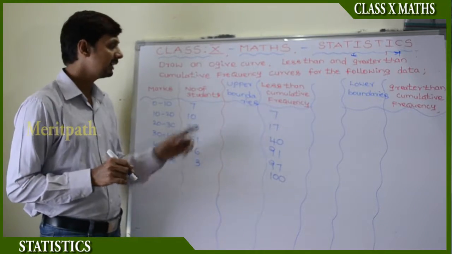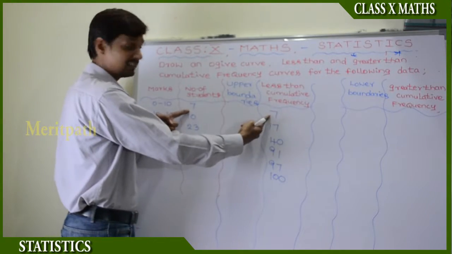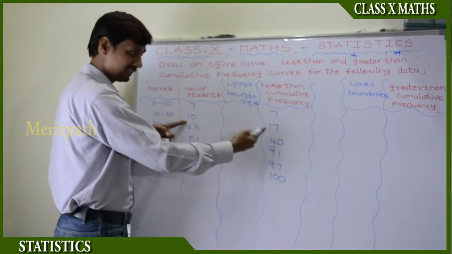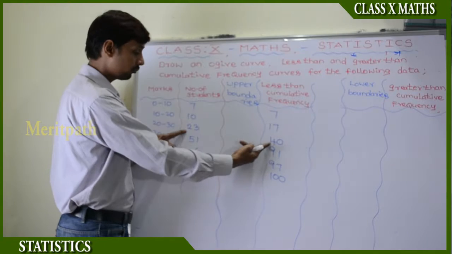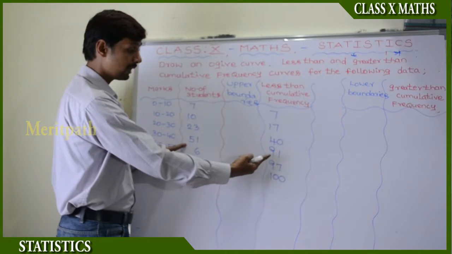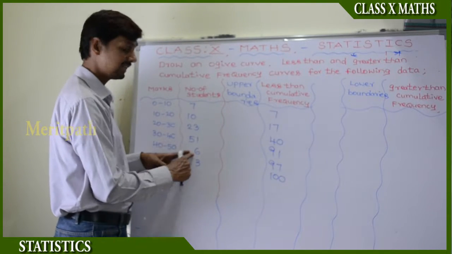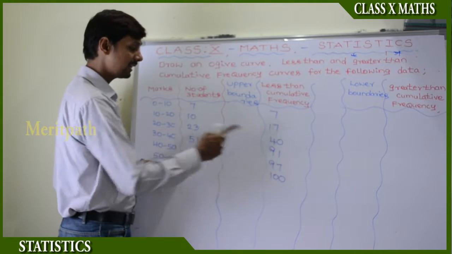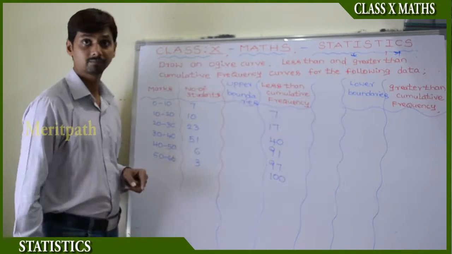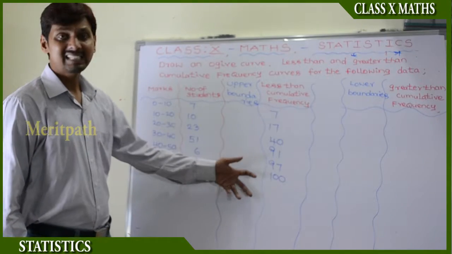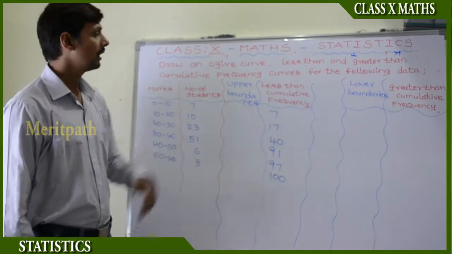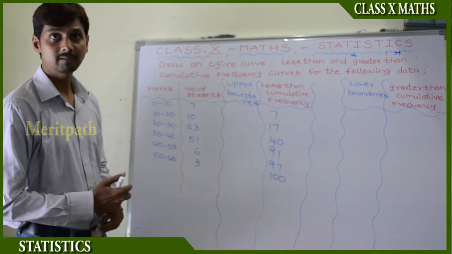Let's recall: 7 as it is, 7 plus 10 is 17, 17 plus 23 is 40, 40 plus 51 is 91, 91 plus 6 is 97, and 97 plus 3 is 100. So we got the less than cumulative frequencies from this. Now let's find the upper boundaries.